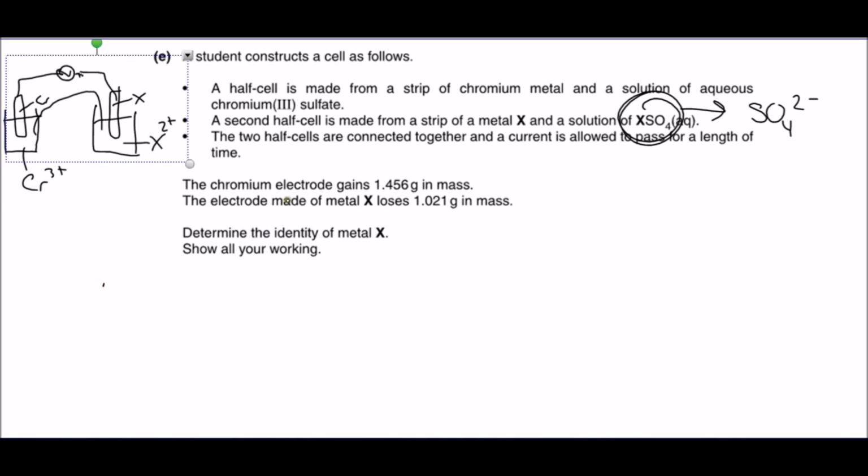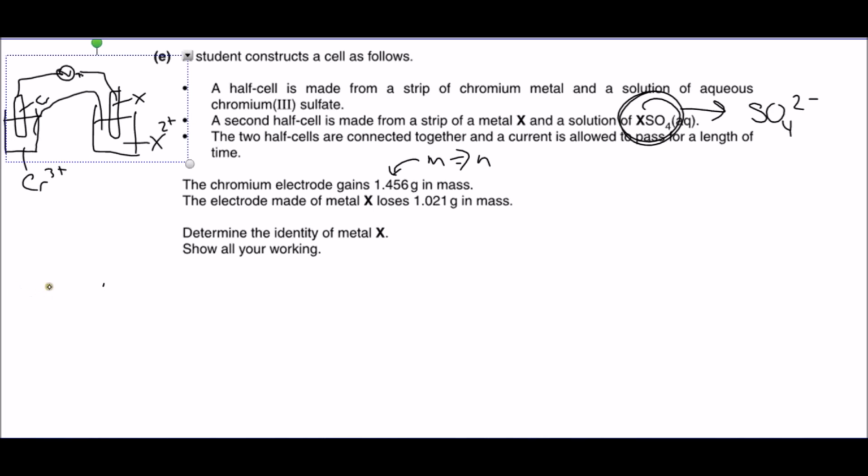So the chromium electrode gains 1.456 grams in mass. So here we've got a mass, and we're going to convert that into moles. Okay, so again, if you get to this question, maybe you're short on time, or maybe you get a bit put off by the words in it. If you see a mass, turn it into moles because you'll get the first mark.